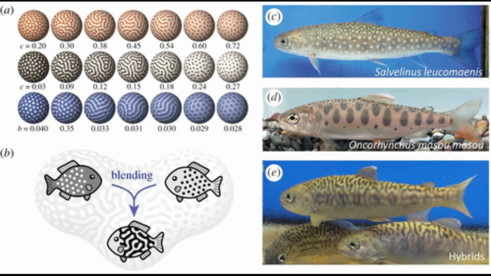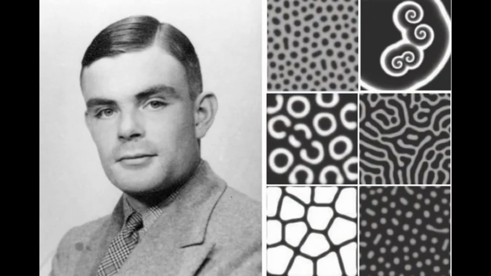In one fascinating example, a team of researchers hybridized the white-spotted char, Salvelinus leucomanus, with the mesu salmon, Oncorhynchus mesu. The former has light spots on a dark background, while the latter has dark spots on a light background. However, hybrids of the two have neither pattern. They have a bizarre dark labyrinthine pattern on a light background. Why? The answer involves English mathematician and computer scientist Alan Turing.